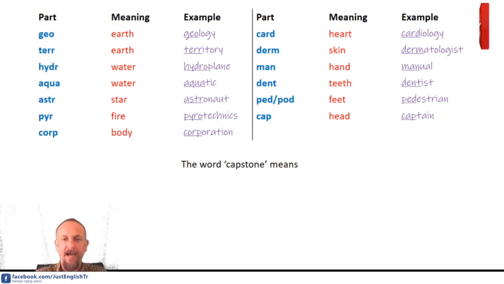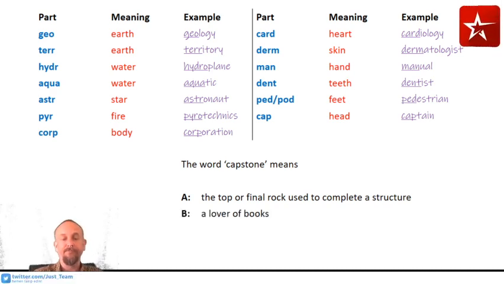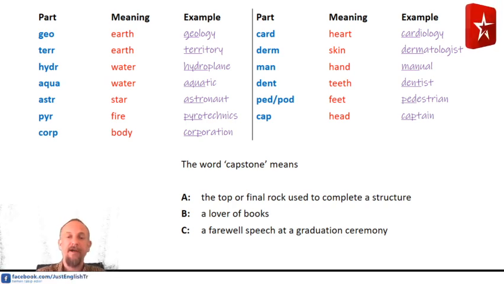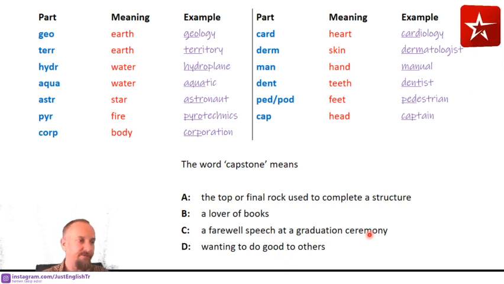Then we have the word capstone. So A, the top or final rock used to complete a structure. B, a lover of books. C, a farewell speech at a graduation ceremony. Or D, wanting to do good to others. That should actually be for others.